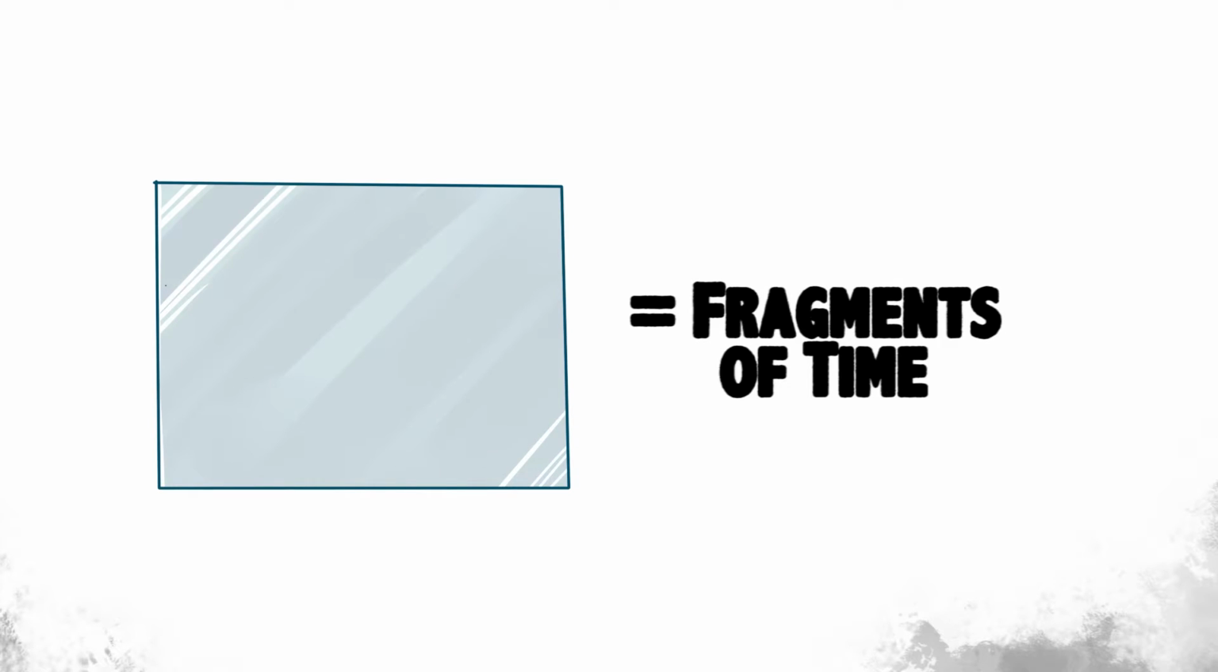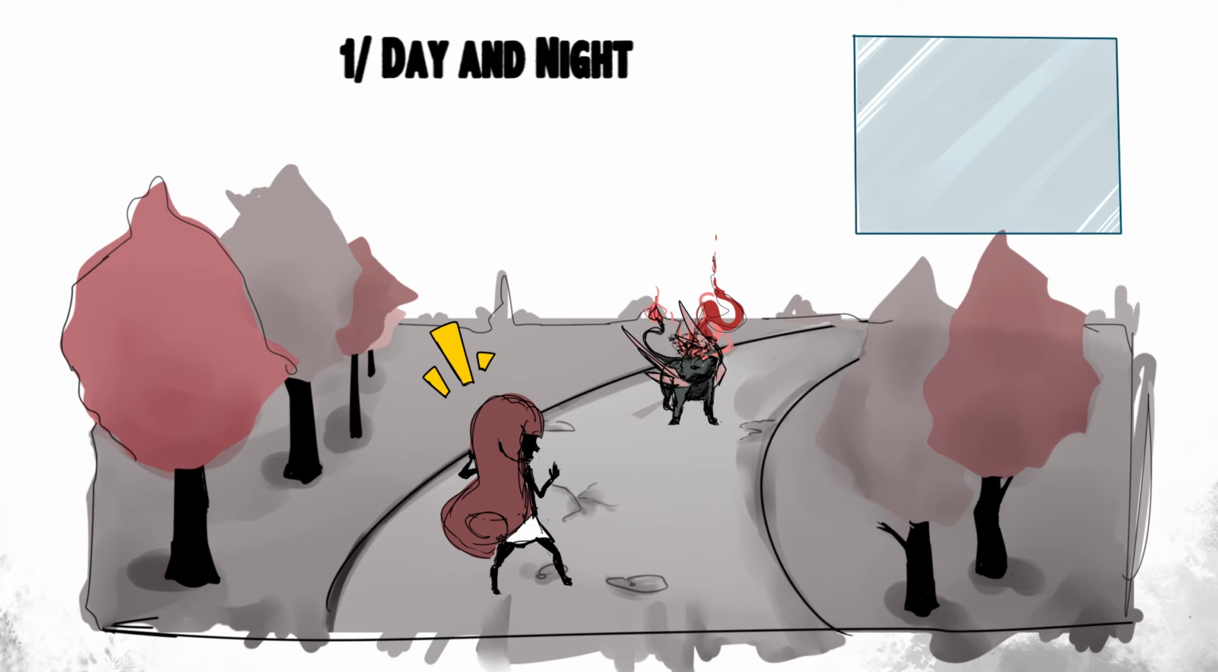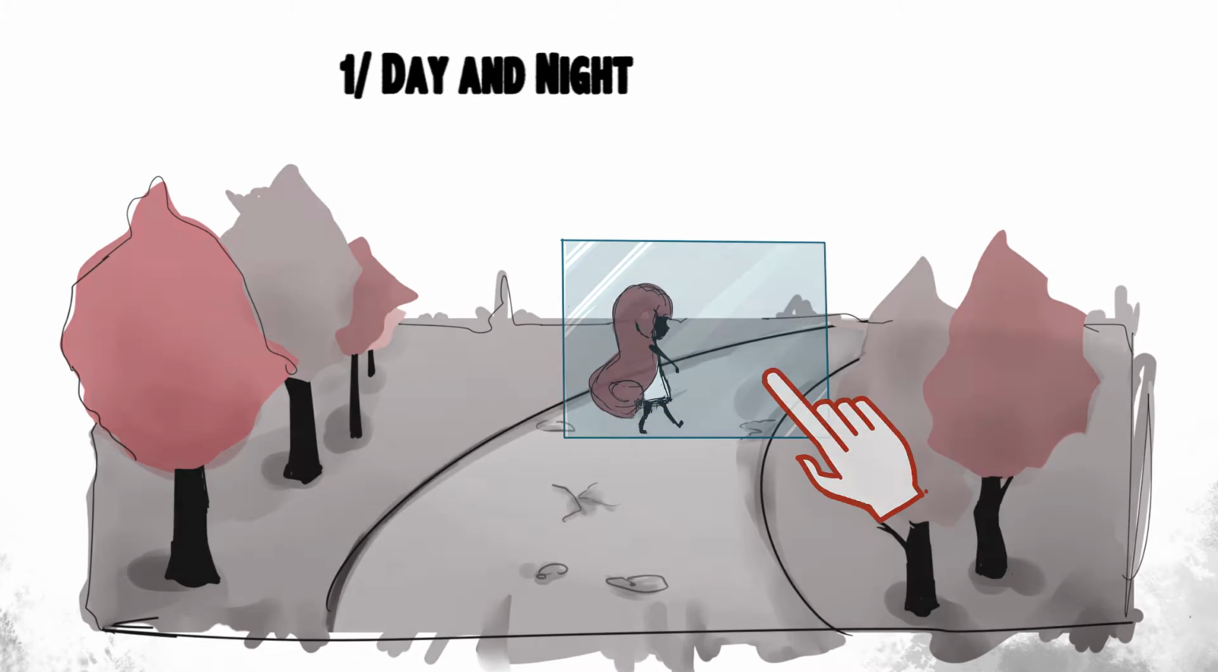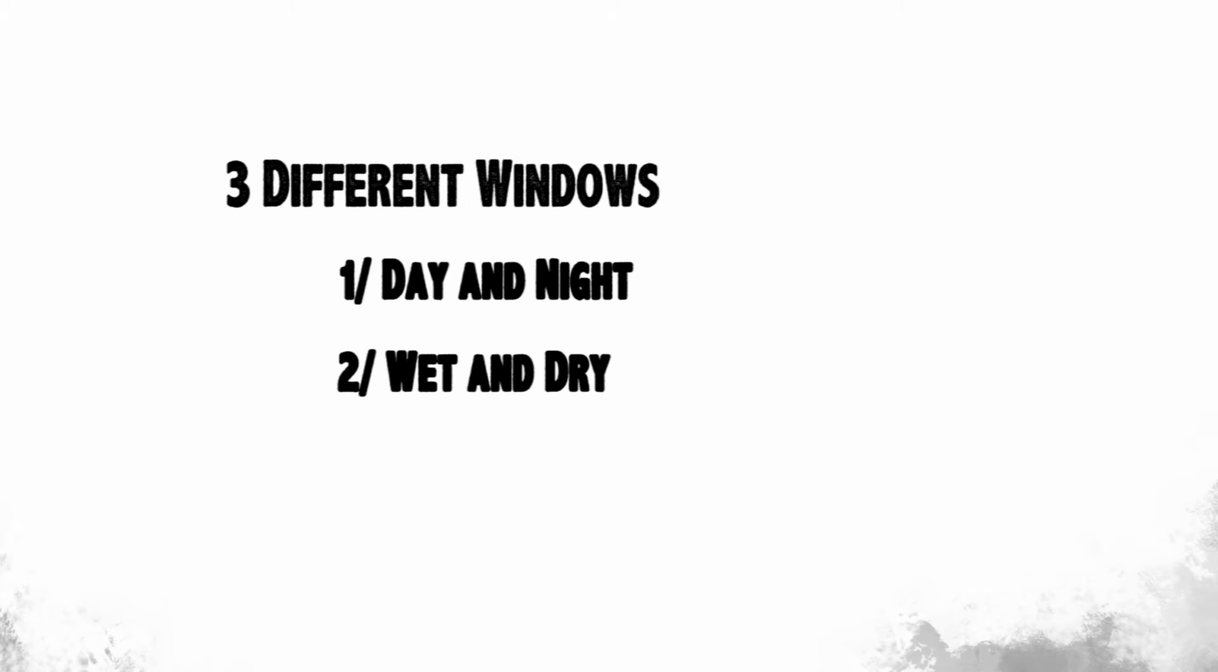These windows are called Fragments of Time, and they are of three types. The first one switches between day and night. In this example, wild animals appear at night, but if you put a day window, they simply disappear and the path gets cleared. The second fragment of time switches between wet and dry season.